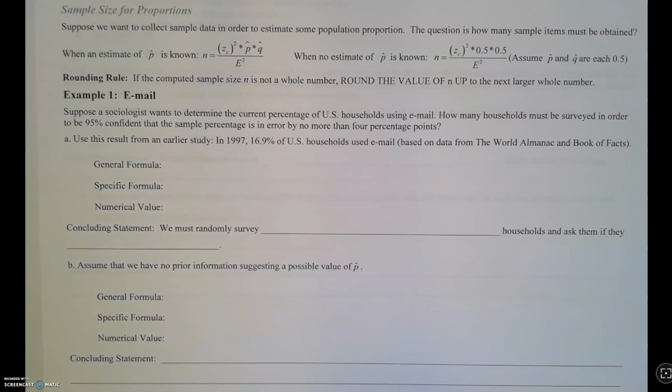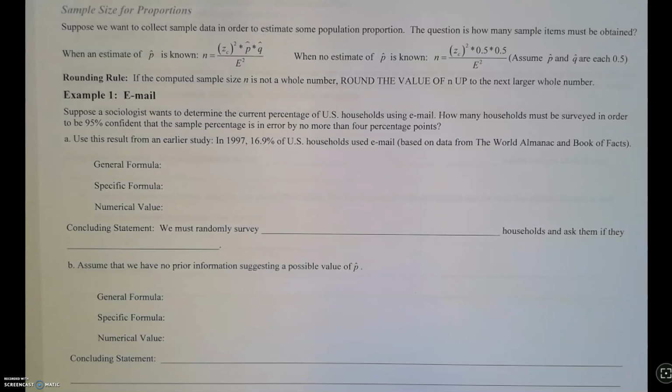When we do these problems, we always have to follow the rounding rule. If the computed sample size n is not a whole number, we're going to round the value of n up to the next larger whole number. Even if normal rounding rules would say round down, we are always going to round up because we're not going to count a partial person.